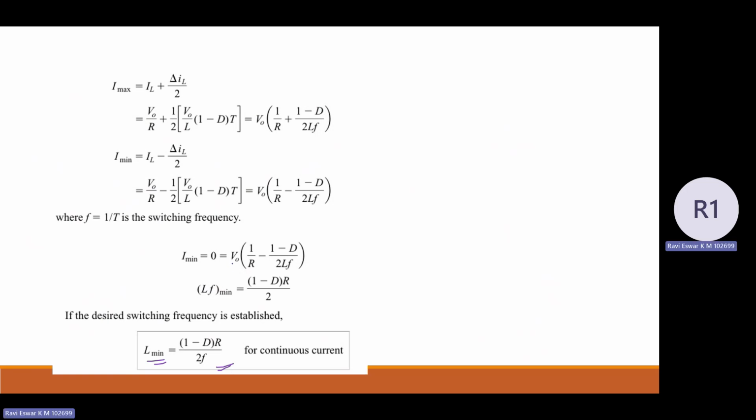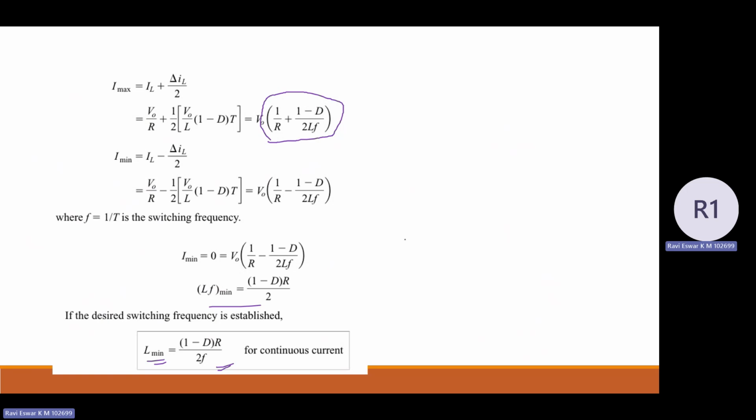You can even see this mathematical analysis here. I min equal to 0, so then this should be equal to del I by 2. So del I by 2 you can see here. V naught, if I take this common. From this you can calculate the value of L. So there is no need to remember this formula also.